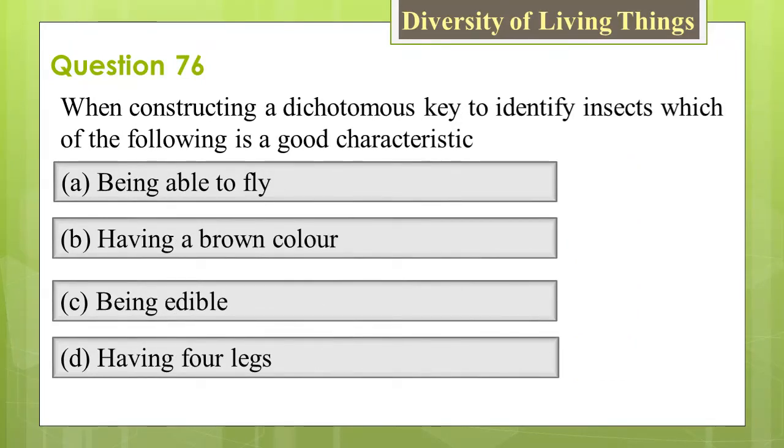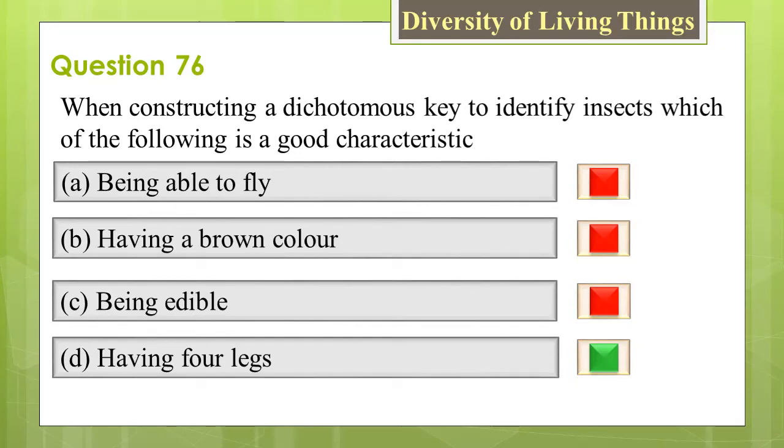Question 76. When constructing a dichotomous key to identify insects, which of the following is a good characteristic? A. Being able to fly. B. Having a brown color. C. Being edible. D. Having four legs. Which one of the following alternatives is the best alternative? The best alternative is D, having four legs.